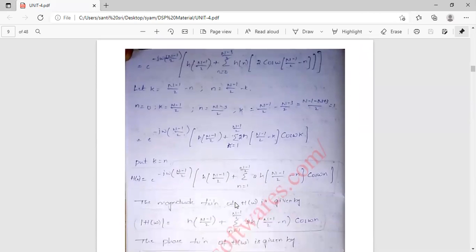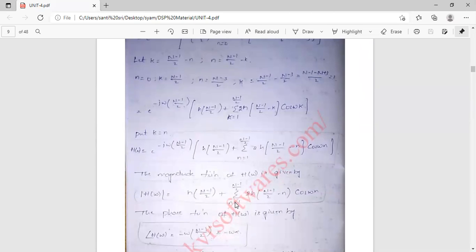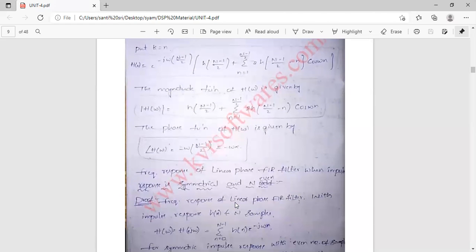So put k equal to n, so that H(ω) will become e^(-jω(N-1)/2) into h((N-1)/2) plus sigma n equal 1 to (N-1)/2 into 2 into h((N-1)/2 - n), replace k by n, into cos ωn. So the magnitude function of H(ω) is given by |H(ω)| is equal to h((N-1)/2) plus sigma n equal 1 to (N-1)/2 into 2 into h((N-1)/2 - n) into cos ωn.